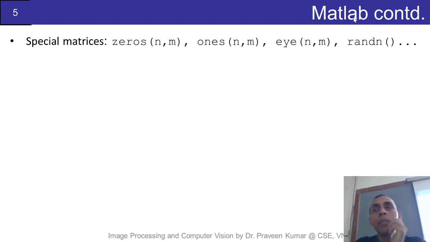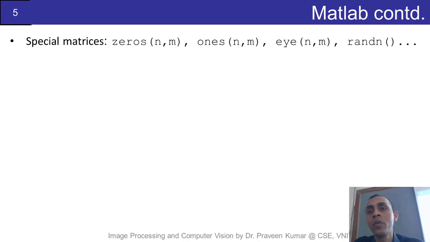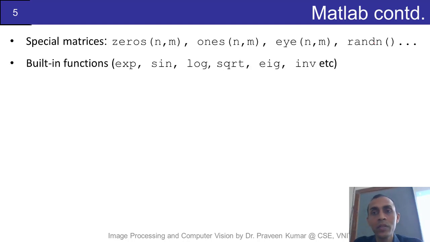You can initialize special matrices using functions, where you specify the dimensions of the matrix. Using the function zeros, it will create a matrix with values initialized as zeros. If you want to initialize with ones, or if you want to initialize the diagonal elements as one and all others as zero, you can use this. Or if you want to generate random values in the matrix, you can use random functions. And there are n number of utility functions.